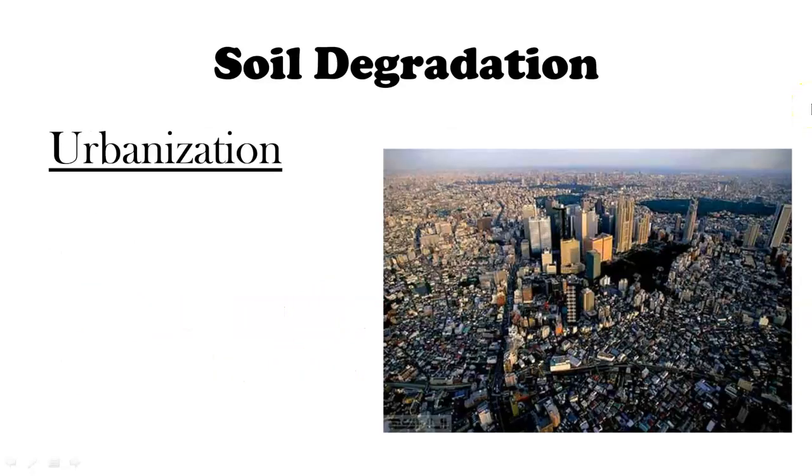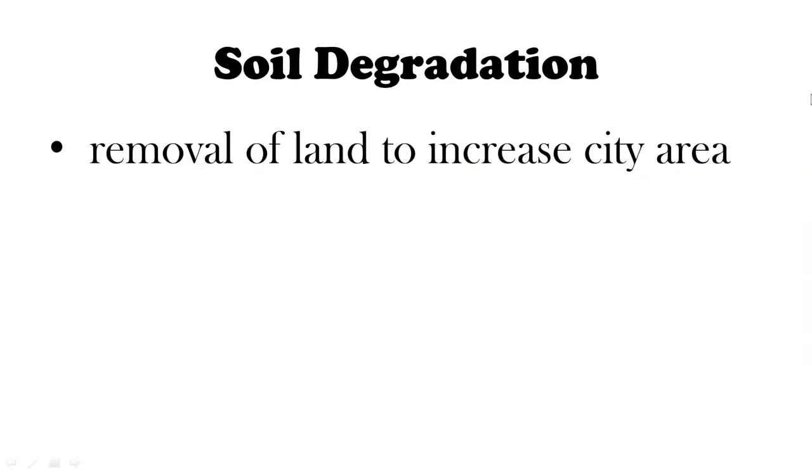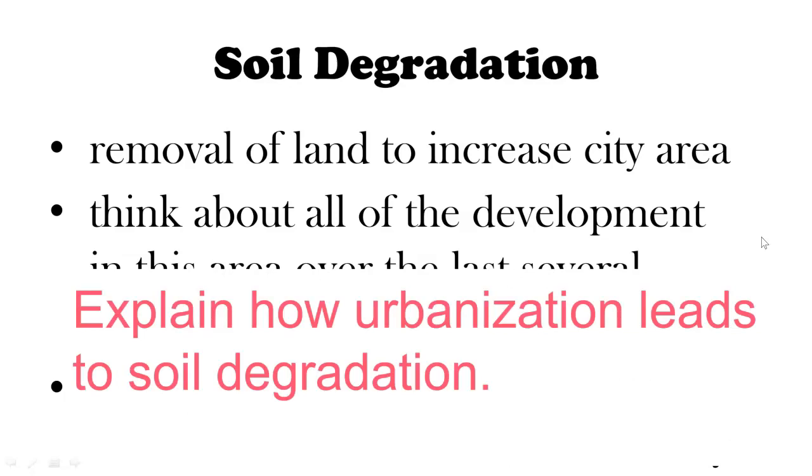Our next anthropogenic activity is urbanization. As you might have guessed, urbanization is the movement of humans from rural to urban areas. Now, since land in cities is paved with concrete and buildings are built upon it, it removes it as a source of agricultural land in order to increase the size of the city. And if you just think about the area in which we're living right now, guys, think about all of the development in this area over the last several years. Since concrete and asphalt tend to be impervious to water, this changes the water runoff, which may increase soil erosion outside the city. Make sure we can explain a couple reasons how urbanization leads to soil degradation.